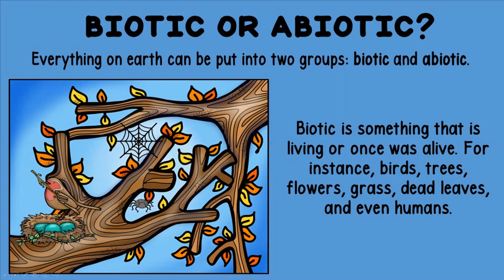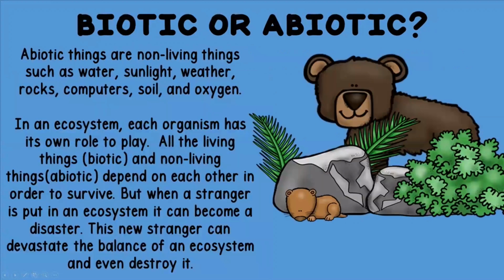Biotic or abiotic. An abiotic thing is something that's not living, such as water, sunlight, weather, rocks, computers, soil, oxygen.